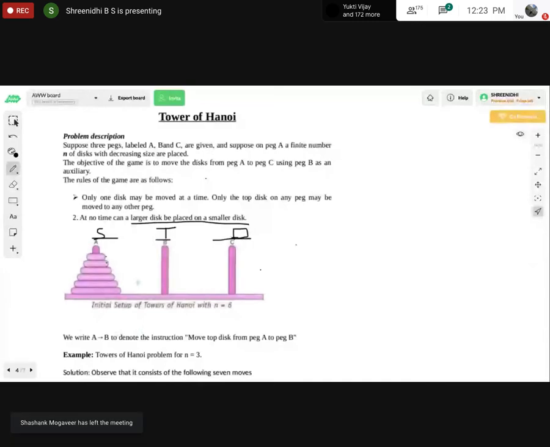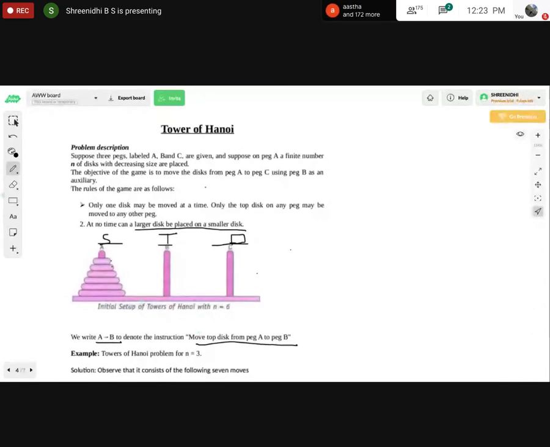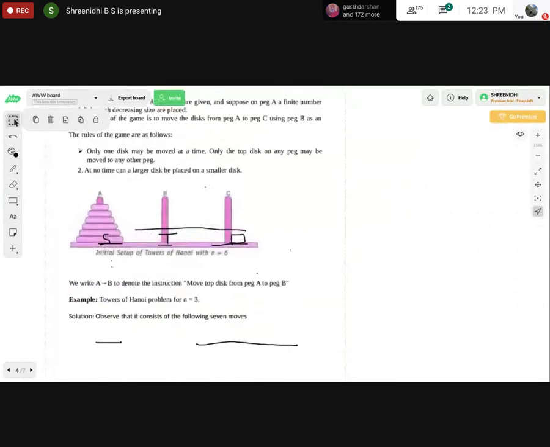So we can write like this. We will be writing a few statements. We can write A to B, which means moving the top disk of peg A to peg B. This is how we write a statement. So I'll show how this is done.